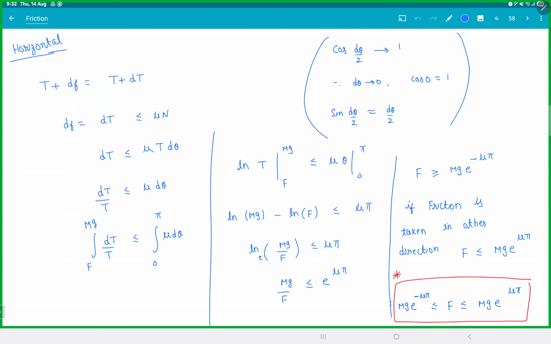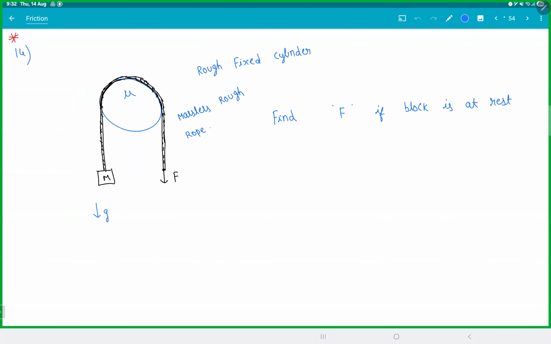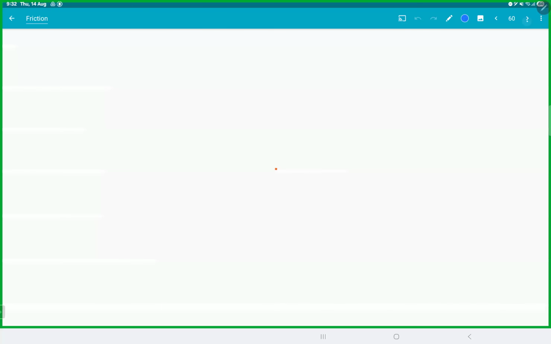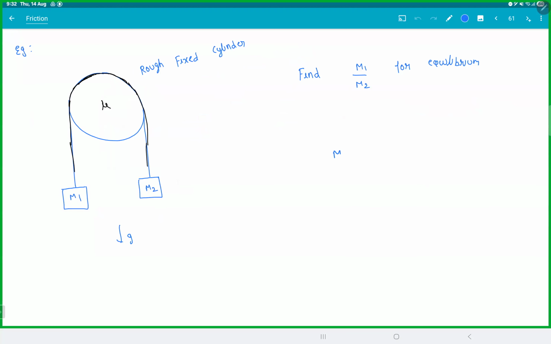You just need to replace your f with m2g, isn't it? So there, basically the ratio m1 by m2 will be less than or equal to e power mu pi, e power minus mu pi. Clear with that? Just replace f2 with m2g and the other m with m1g and you're done.